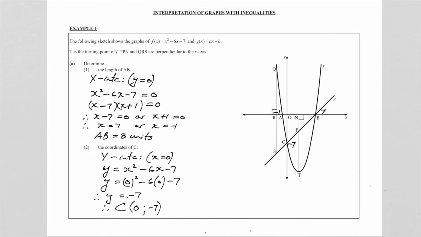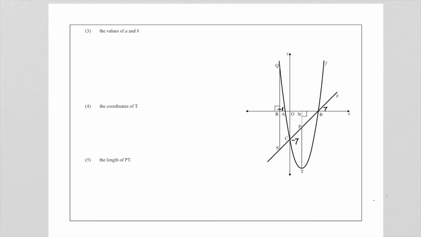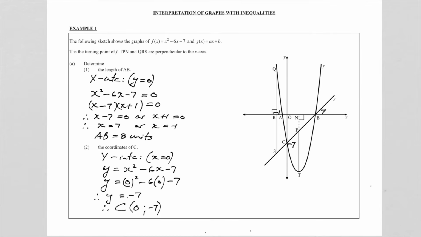So far, so good. Not too difficult, so let's move to the next question. In this question number 3, they ask us to find the values of a and b. Now, if I can just take you back to the previous screen, that a and b is from that straight line equation. So basically what they want you to find is the equation of the straight line graph.